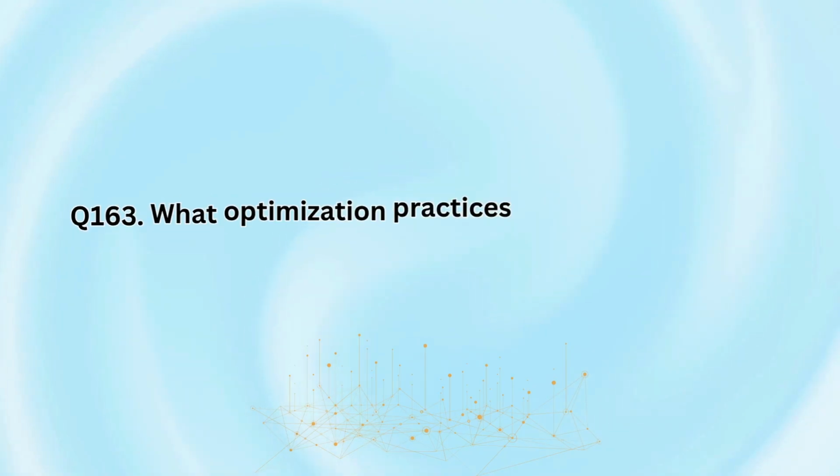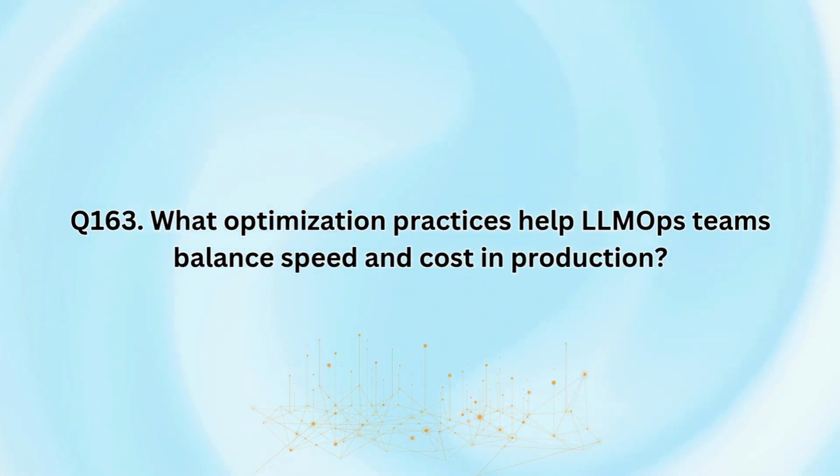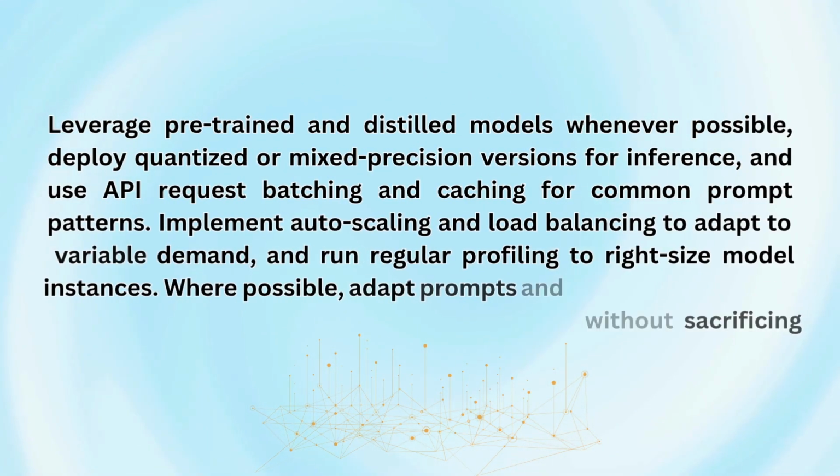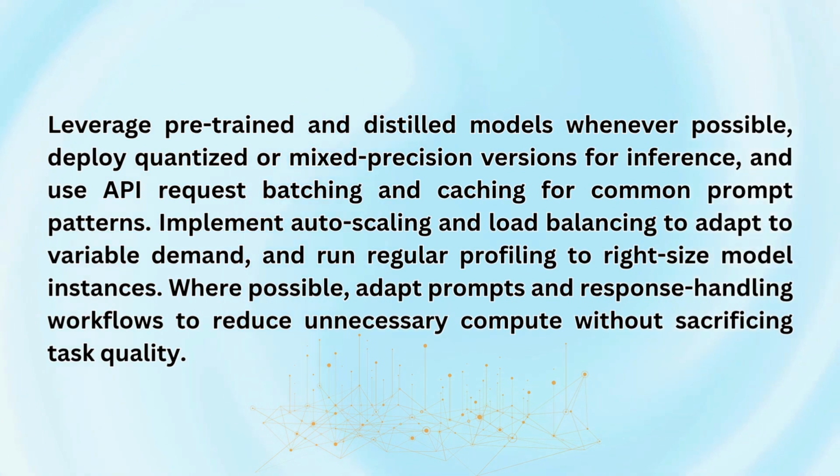What optimization practices help LLM ops teams balance speed and cost in production? Leverage pre-trained and distilled models whenever possible, deploy quantized or mixed precision versions for inference, and use API request batching and caching for common prompt patterns. Implement auto-scaling and load balancing to adapt to variable demand, and run regular profiling to right-size model instances. Where possible, adapt prompts and response handling workflows to reduce unnecessary compute without sacrificing task quality.